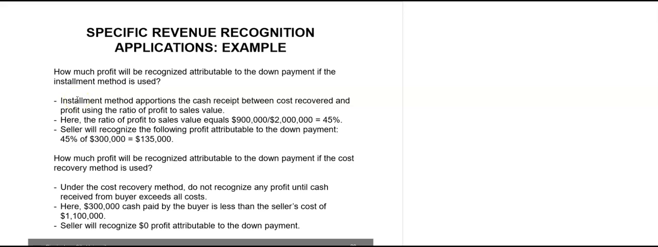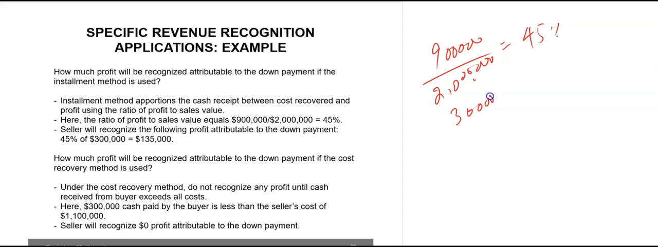As we know, the installment method will apportion the cash received from the buyer as down payment between the cost recovered and the profit using the ratio of the profit to sales value. In our case, the profit we determined on the previous slide was 900,000, and the sales were 2 million. So that means that the profit to sales ratio is 45%. The down payment received is $300,000 in cash, so 45% of this, that is 135,000, will be reported as profit.